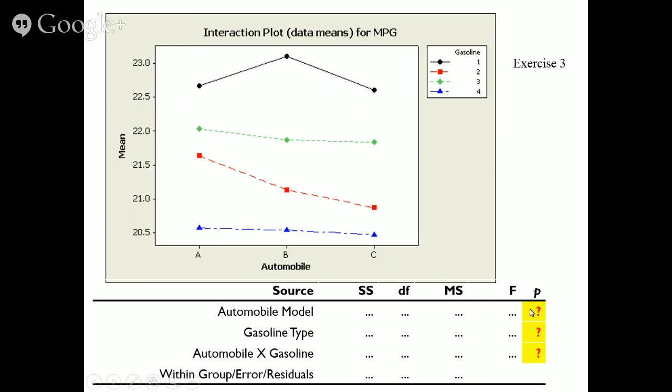Now here, I'll chime in. The effect of automobile model? I don't know. This mean here is maybe like there. This mean here might be a little higher because that point's up there. I might say no, there's no effect of automobile model. The mean of automobile model is the mean across all the different gasoline types for Model A. It's probably about the same as Model B. There'll be small differences, but not big ones. So I might guess that there's no significant effect for automobile model.